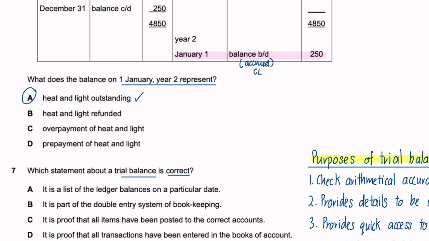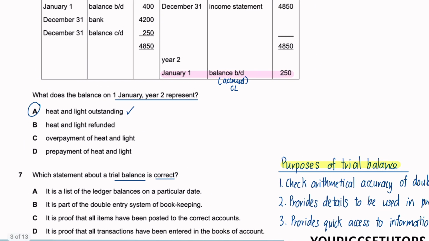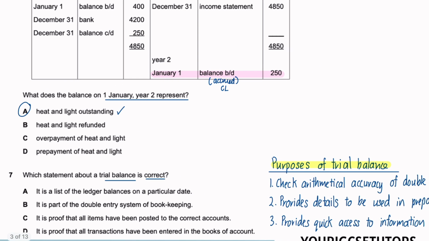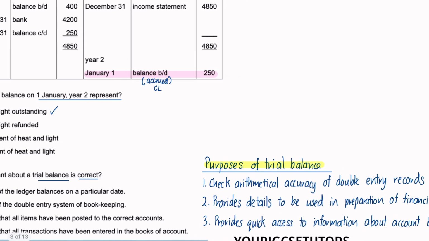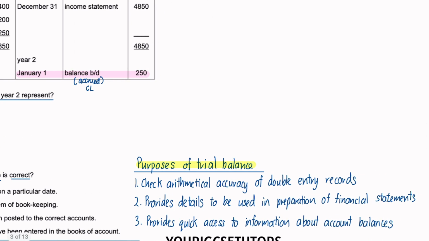So before this, looking at the answer, I have a list of purposes of trial balance. So it's basically the uses of trial balance, right? So the 3 main purposes, as you can see: first one is to check the arithmetical accuracy of double entry records. Second is to provide details to be used in preparation of financial statements. And the third one is to provide quick access to information about account balances. So let's see if the answer corresponds to this.